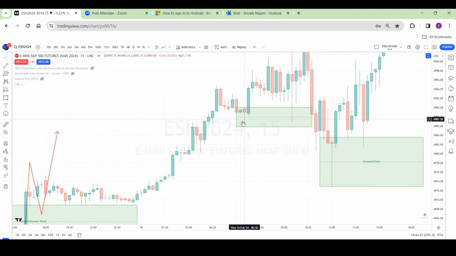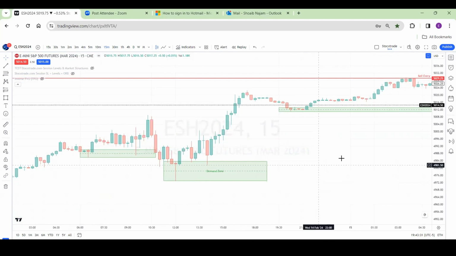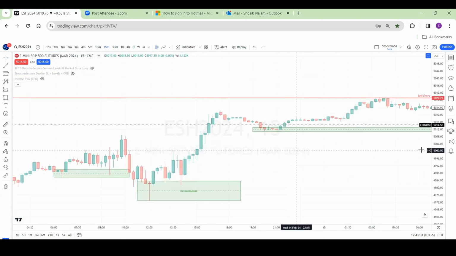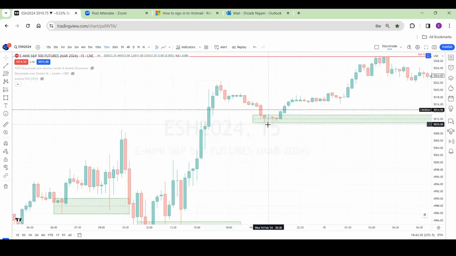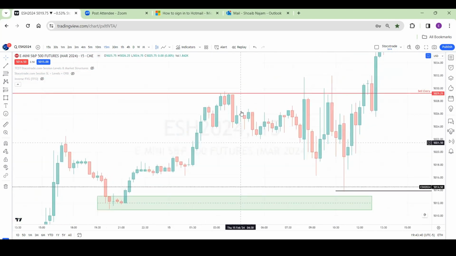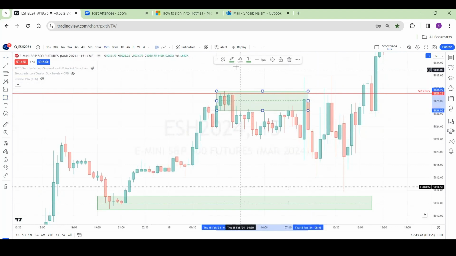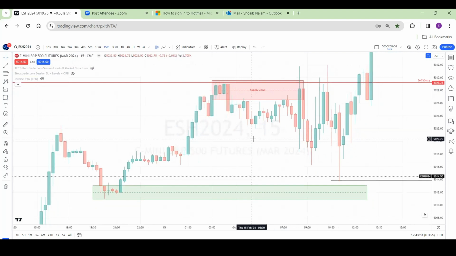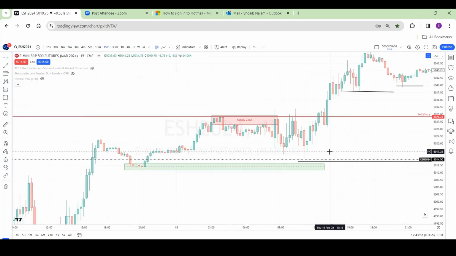This is also a demand zone because it is the last candle before the reversal. Where are the other demand zones? This is a demand zone because price was coming down and then going up. And this is your supply zone, the last candle before the reversal, so I can mark this as the supply zone. But there are some limitations. There are some conditions which need to be met. What does it mean?